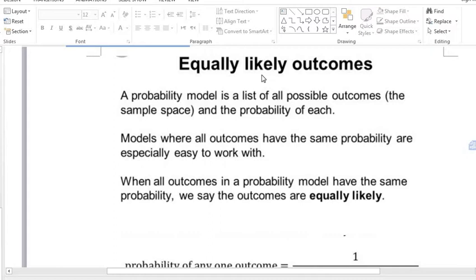Today we are going to complete the probability lesson. Equally likely outcomes. A probability model is a list of all possible outcomes, the sample space, and the probability of each. Models where all outcomes have the same probability are especially easy to work with. When all outcomes in a probability model have the same probability, we say the outcomes are equally likely.